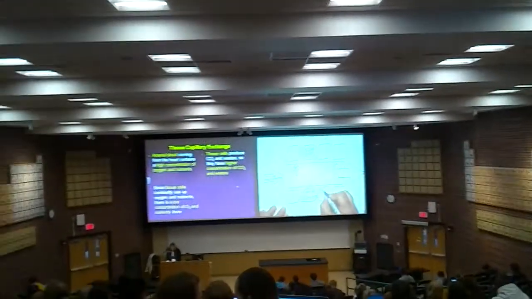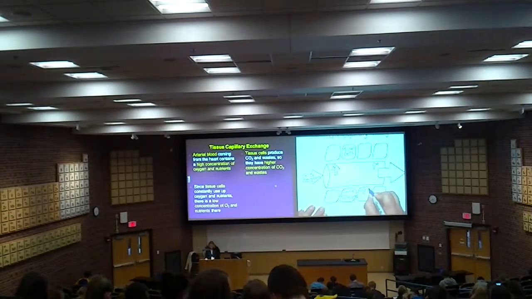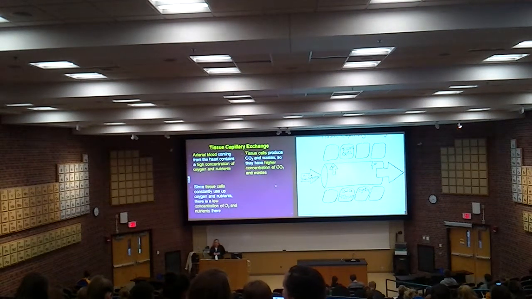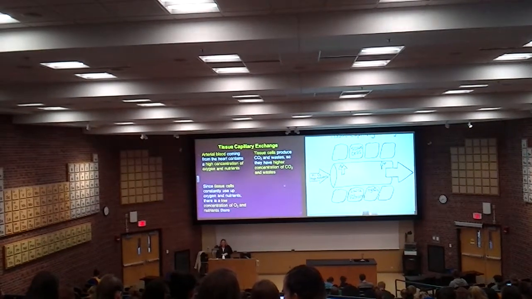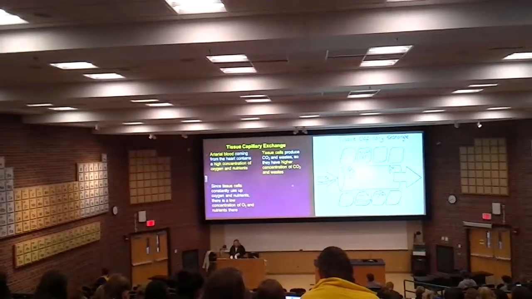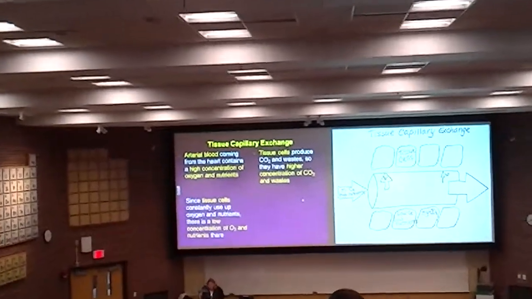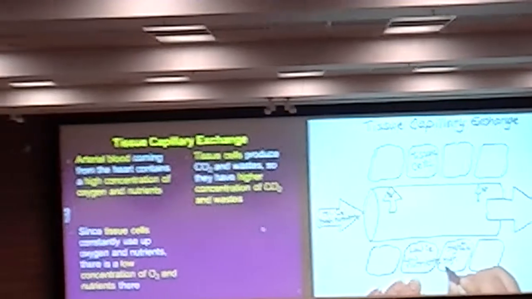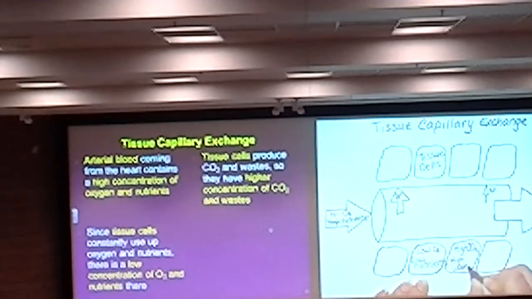Concentration of CO2, that is, your tissue cells will probably have a fairly high amount of carbon dioxide in it. Okay. And other wastes as well. Maybe urea if it's a liver cell or something like that. Okay.